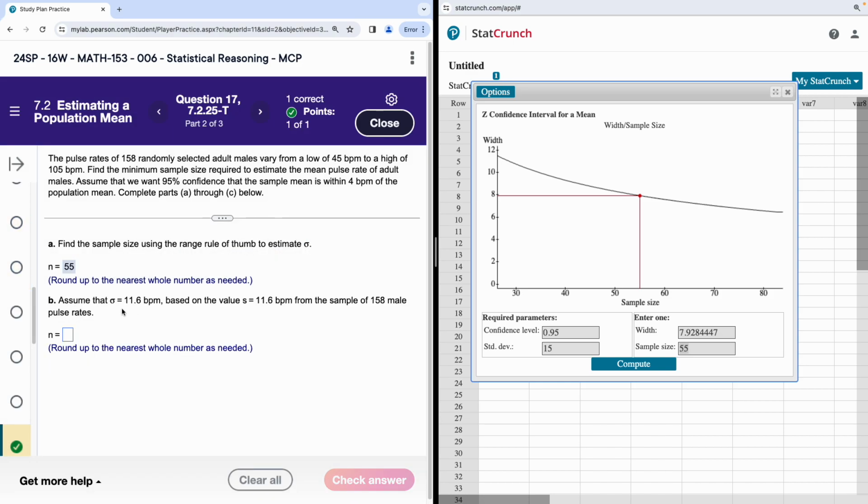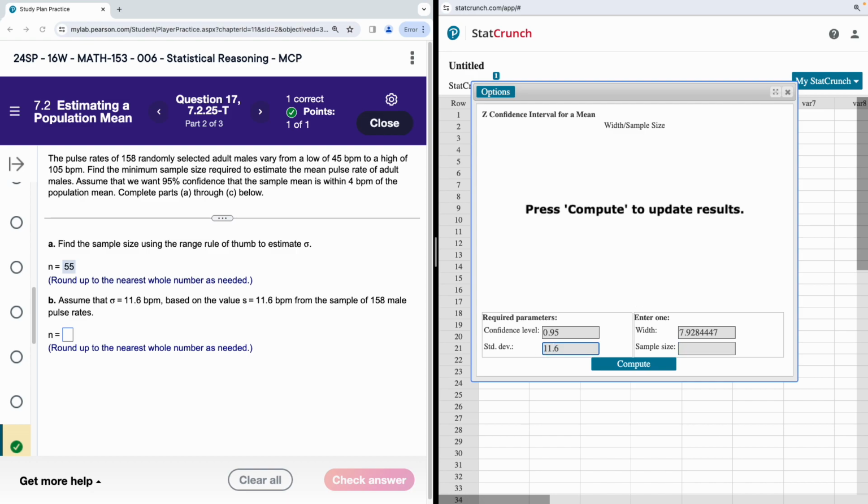Now, part B says assume that sigma is 11.6 beats per minute based on the value of s, which is the standard deviation of the sample of the 158 male pulse rates. So the only adjustment I'm going to make here is I'm not going to use my estimated range rule of thumb sigma of 15. I'm going to adjust it to 11.6, which is the sample standard deviation. But again, they're saying assume that to be equal to sigma, which is your population standard deviation. So again, I'm going to do this as a z-stat. And I am going to change my width back to 8 just to make sure it rounds correctly.